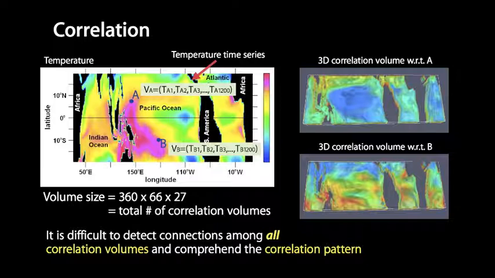Since the number of correlation volumes could equal the number of voxels, it would be difficult for a user to exhaustively examine them to detect connections and infer the correlation pattern. In this work, we describe a sampling-based approach for studying the correlation patterns in time-varying multivariate datasets. Our goal is to provide a static view that captures the essence of correlation relationships.